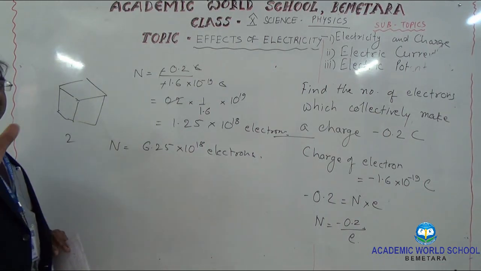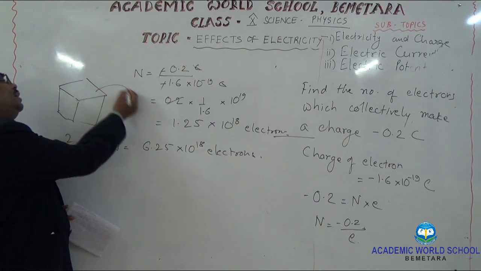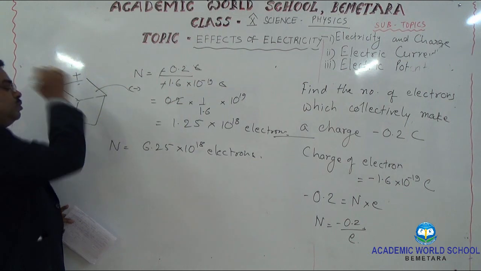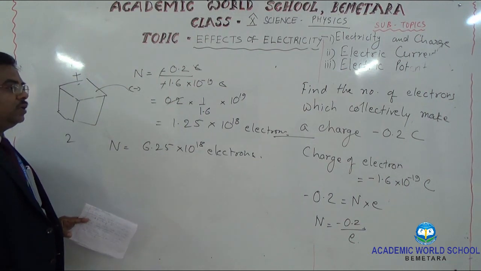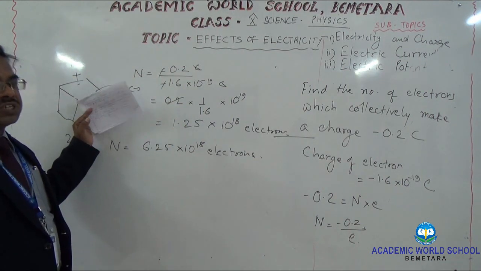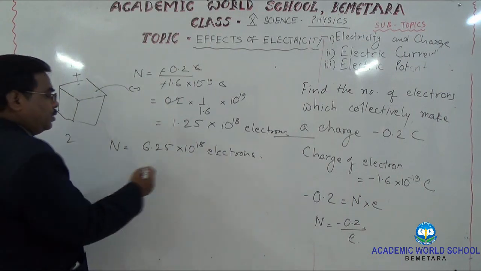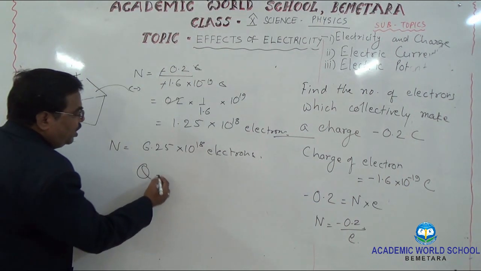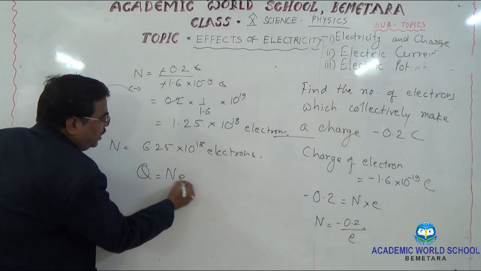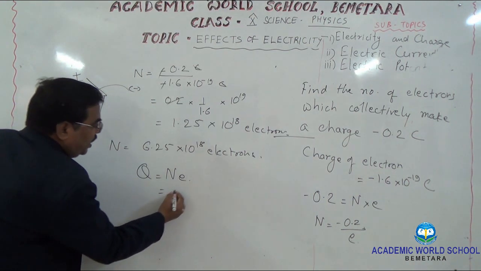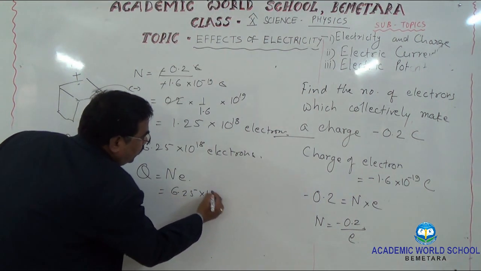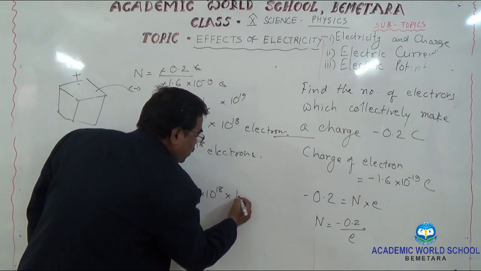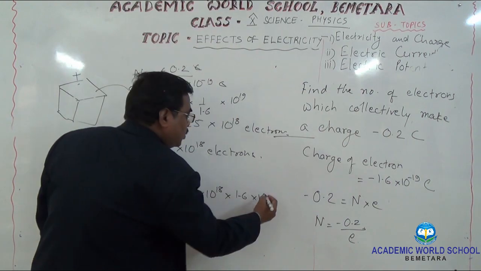One thing we can easily tell is that if negative charges are going out, then the neutral atom will become positively charged. So the metal will bear a positive charge. The magnitude can be calculated with the formula charge is equal to n into e. So n is 6.25 into 10 to the power 18, into the charge of an electron, 1.6 into 10 to the power minus 19.